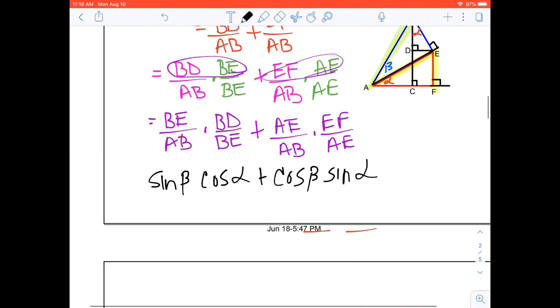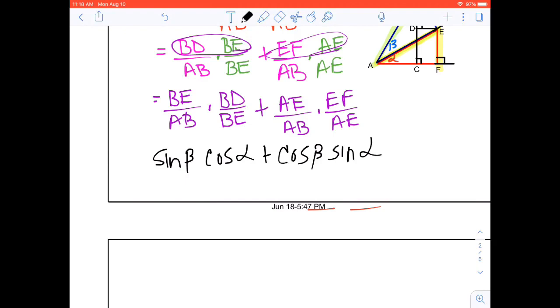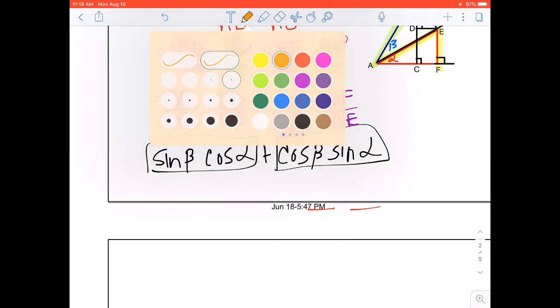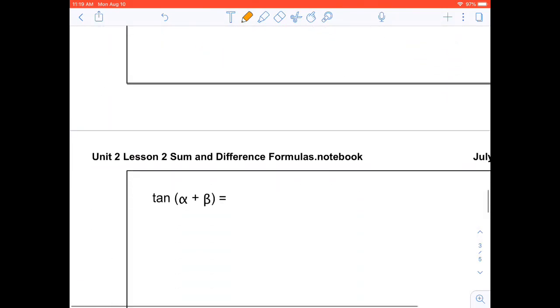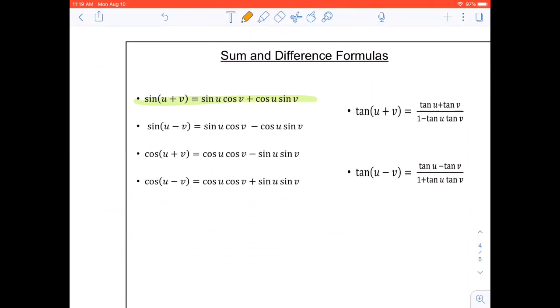Now, if you want to look at how it is printed in your notes all pretty, this is a term, this is a term. So I can swap the terms by the commutative property of addition, and I can put the sine of alpha first by the commutative property of multiplication. So we get sine alpha cosine beta plus sine beta cosine alpha. And if you want to sneak ahead to the end of your notes, what we just proved is what I have highlighted in green. We have the sum and difference formulas.